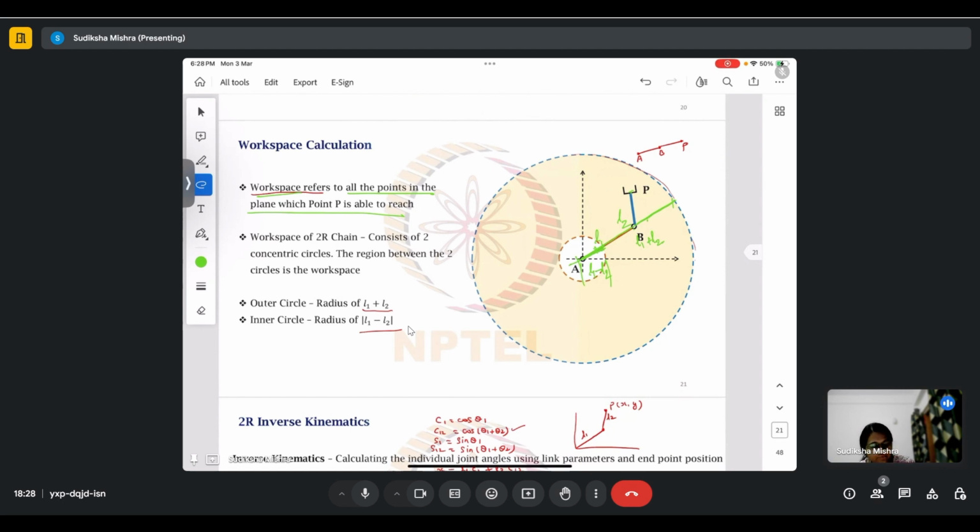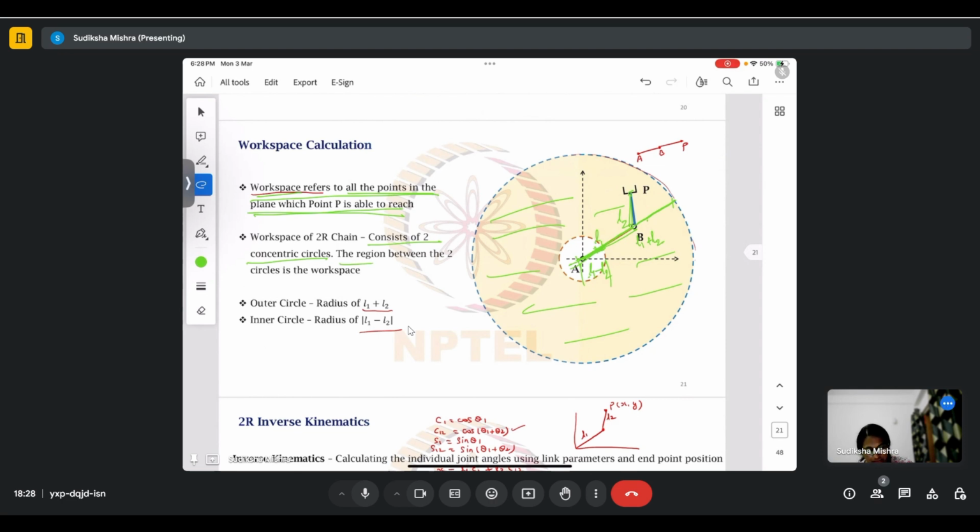So if this particular kinematic chain is undergoing any movement whatsoever, all of the values of the endpoints that such movements will result in fall in this particular area. Basically, workspace refers to all the points in the plane which point P is able to reach. It essentially consists of two concentric circles. The inner one is the minimum, whereas the outer one is the maximum.